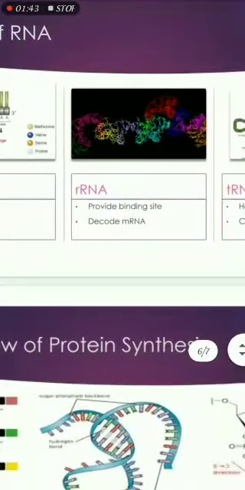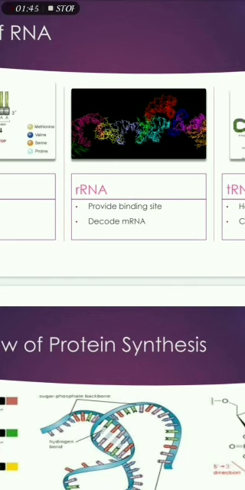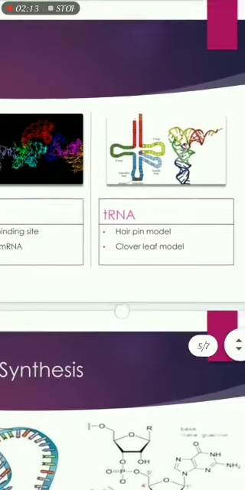It provides binding sites. For example, if the messenger RNA that is produced by the DNA has a nitrogenous base known as adenine, adenine will form a bond with thymine, or in case of RNA, adenine will form a bond with uracil. Got it? If uracil is present, then adenine will be its complement, and if cytosine is present, then guanine will be its complement. So it decodes messenger RNA and provides the binding site.